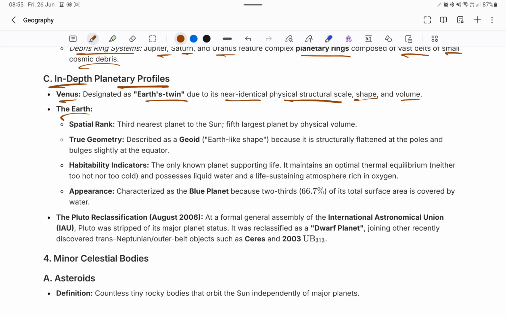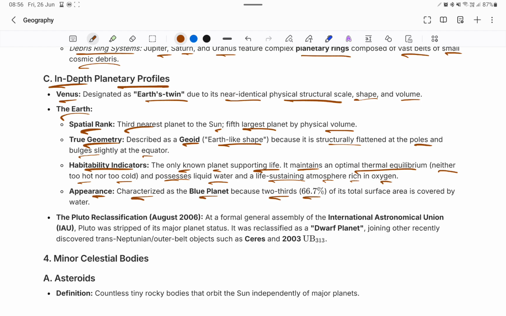Earth: spatial rank, true geometry, habitability indicators, appearance. Spatial rank: third and nearest planet to Sun, fifth largest planet by physical volume. True geometry describes the geoid, an Earth-like shape, because it structurally flattens at the poles and bulges slightly at the equator. Habitability indicator: the only known planet supporting life. It maintains an optimal thermal equilibrium, neither too hot nor too cold, and possesses liquid water and a life-sustaining atmosphere rich in oxygen. Appearance: characterized as the blue planet because 2/3, 66.7% of its total surface area is covered by water.